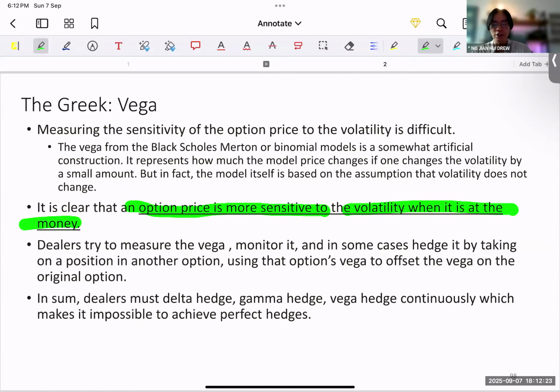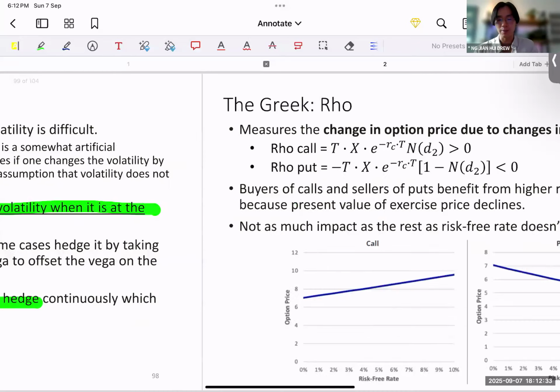Final comment is that if a dealer wants to ensure a perfect hedge, they must hedge their delta, gamma, and vega continuously to achieve a perfect hedge. If not, we will not be able to hedge it.